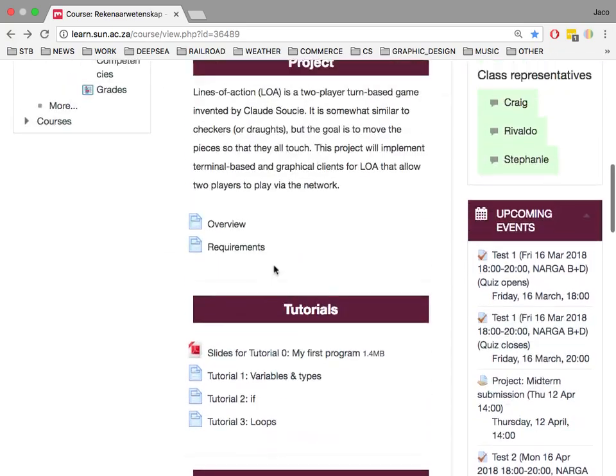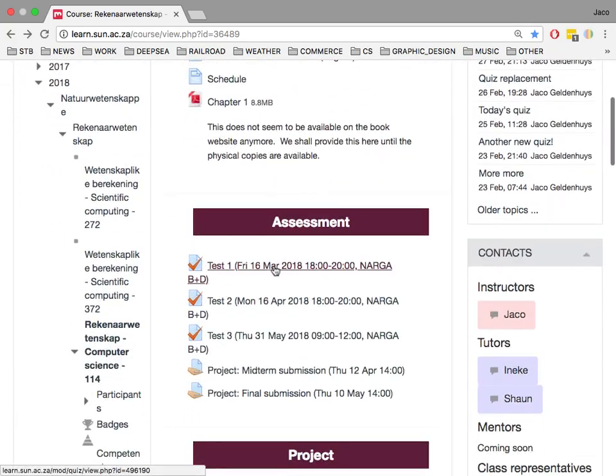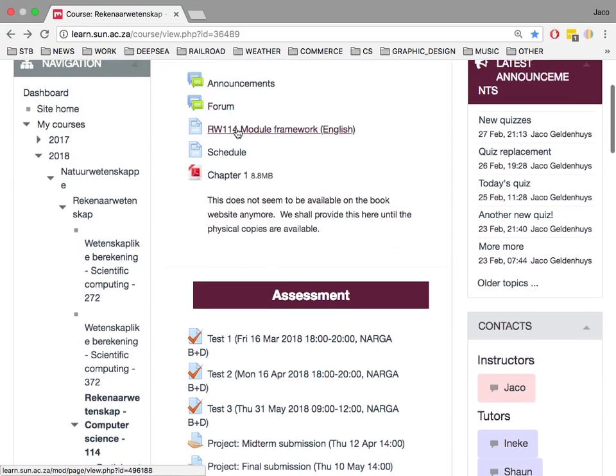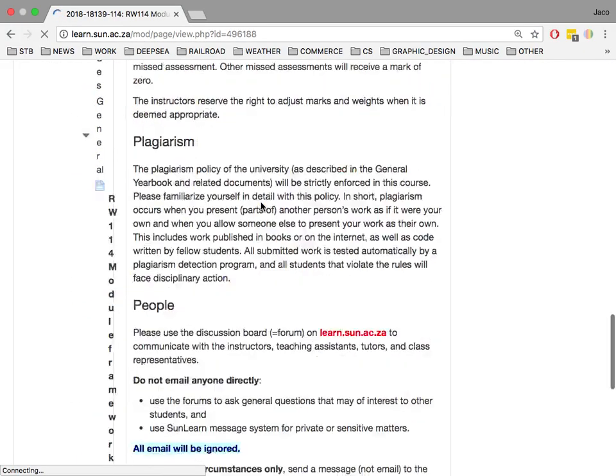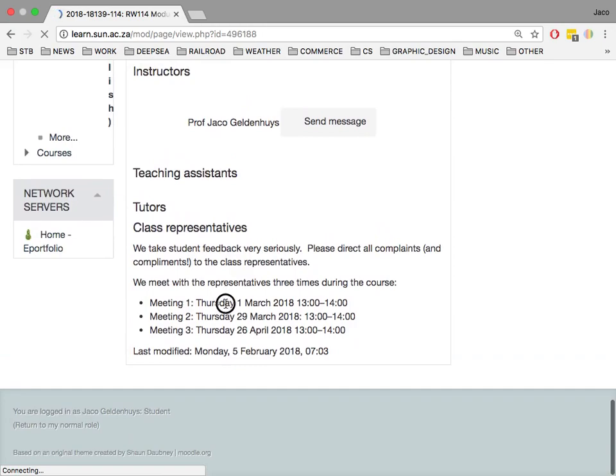There we go. I wanted to see if the dates that I meet with the class representatives are on here and maybe even already passed. 1 March. Did we meet? Okay. One week ago. Are you available tomorrow at 1 o'clock? It is lunch. I'll take lunch. Stephanie? Checking. Rivaldo? You'll cancel whatever else is on.